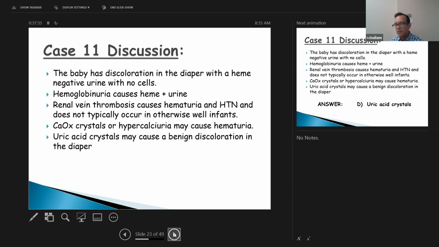Renal vein thrombosis, there's really no reason. There's no setup here, term baby, not a congenital nephrotic. But regardless of that, there are going to be more symptoms. You're going to have hematuria, hypertension. Calcium oxalate crystals, remember, may, but not always, because you'll see them in a benign setting, may represent hypercalciuria, and hypercalciuria causes hematuria. There is no hematuria here. So uric acid crystals is the right answer.